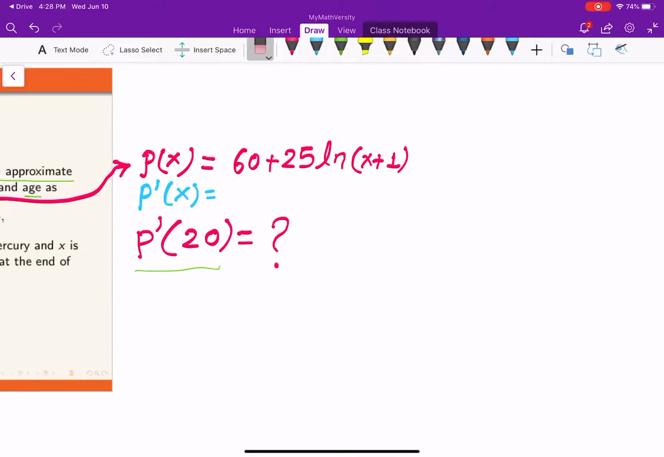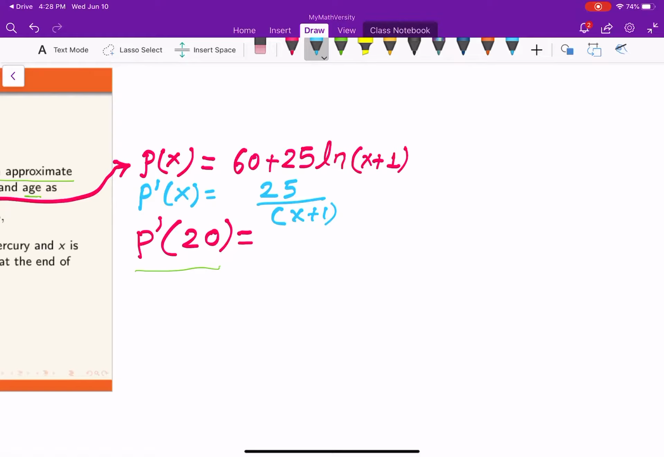Alright, so what is the derivative of P? What do you get? Do you get 25 over... Let's say, now there is no question mark, we are solving it, right? So 25 over x plus 1. Okay, so this is the derivative. So we have P prime of x.